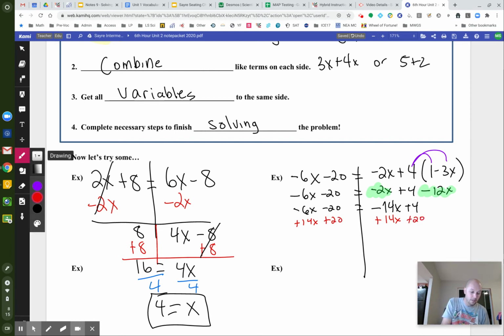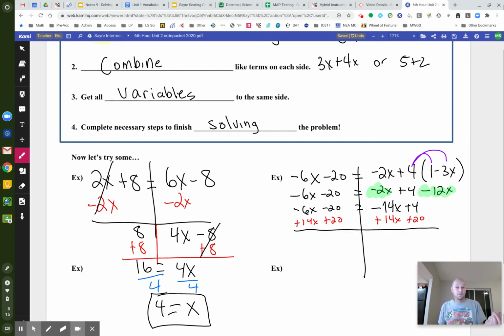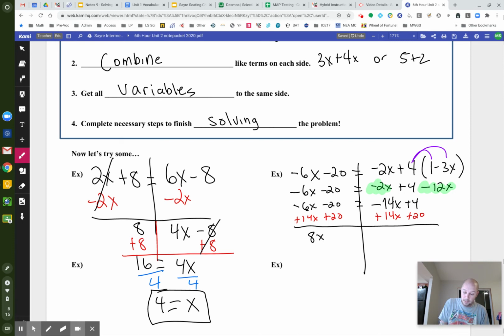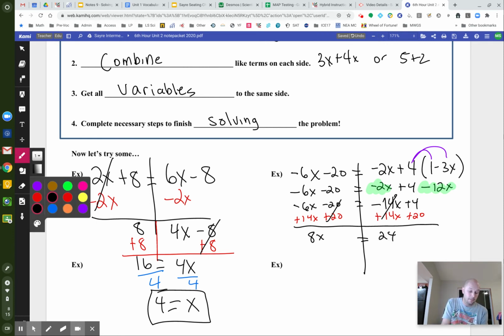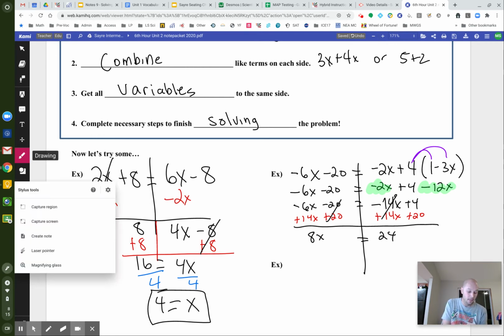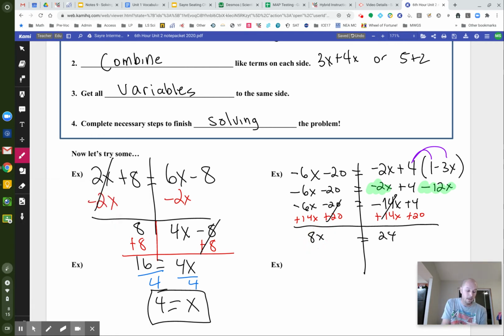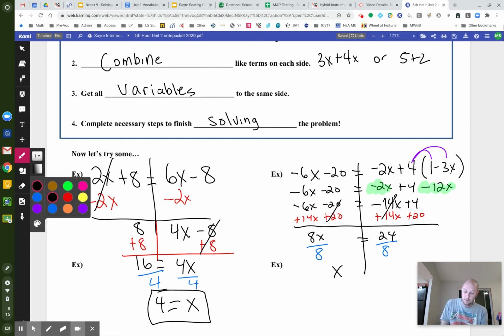And I'm going to be left with negative 6 plus 14x is 8x equals, those 14s go away, these 20s go away, and then I have 24. And then the last step is I do the opposites again. So I'm multiplying this 8 times x, and the opposite of multiplying is dividing. So I'm going to divide both sides by 8, and I'm going to get that x equals 3. And that is my final answer.